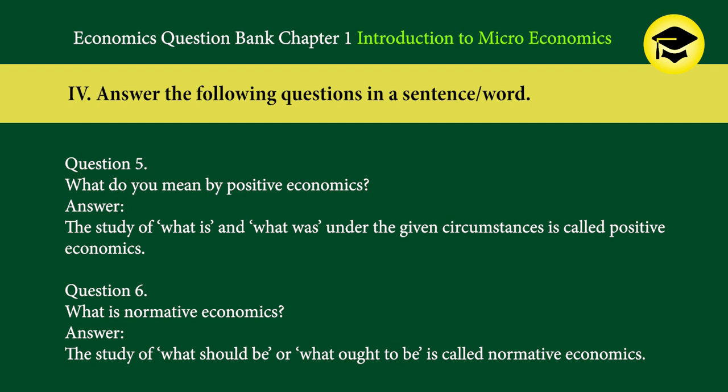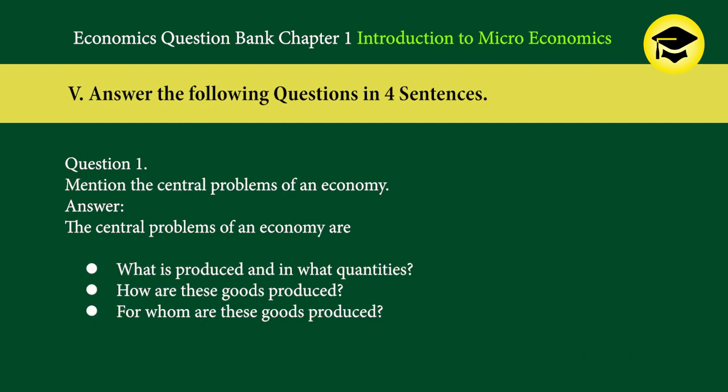Question 5. What do you mean by positive economics? Answer. The study of what is and what was under the given circumstances is called positive economics. Question 6. What is normative economics? Answer. The study of what should be or what ought to be is called normative economics. Answer the following questions in 4 sentences.